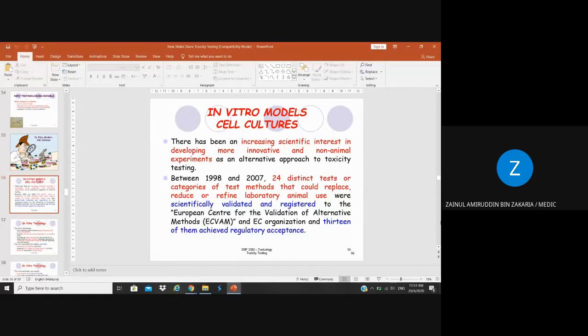Okay, as we have discussed before, there are concerns on the use of animals, the killing of animals and so on. So scientists have tried to develop more innovative and non-animal based experiments. I've highlighted some approaches yesterday. There are five approaches.